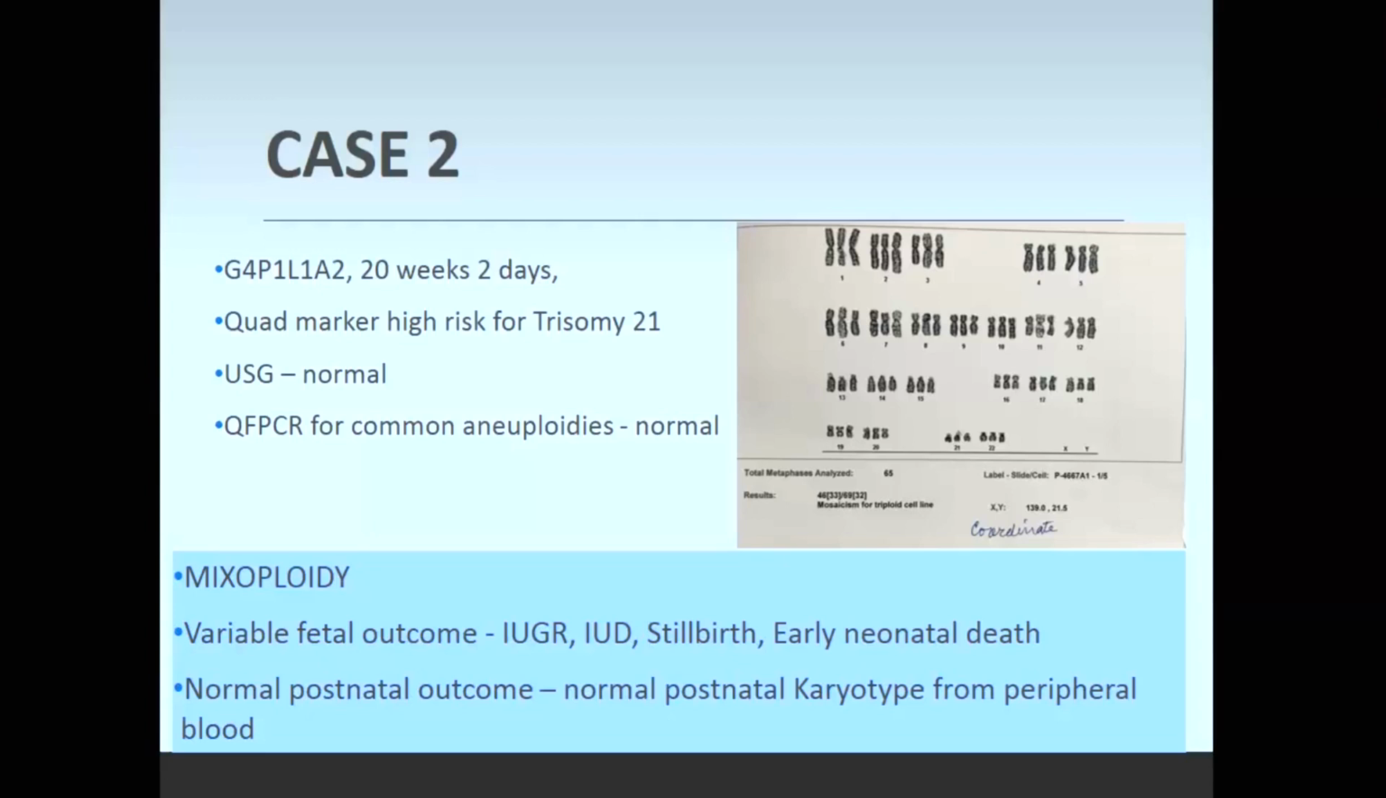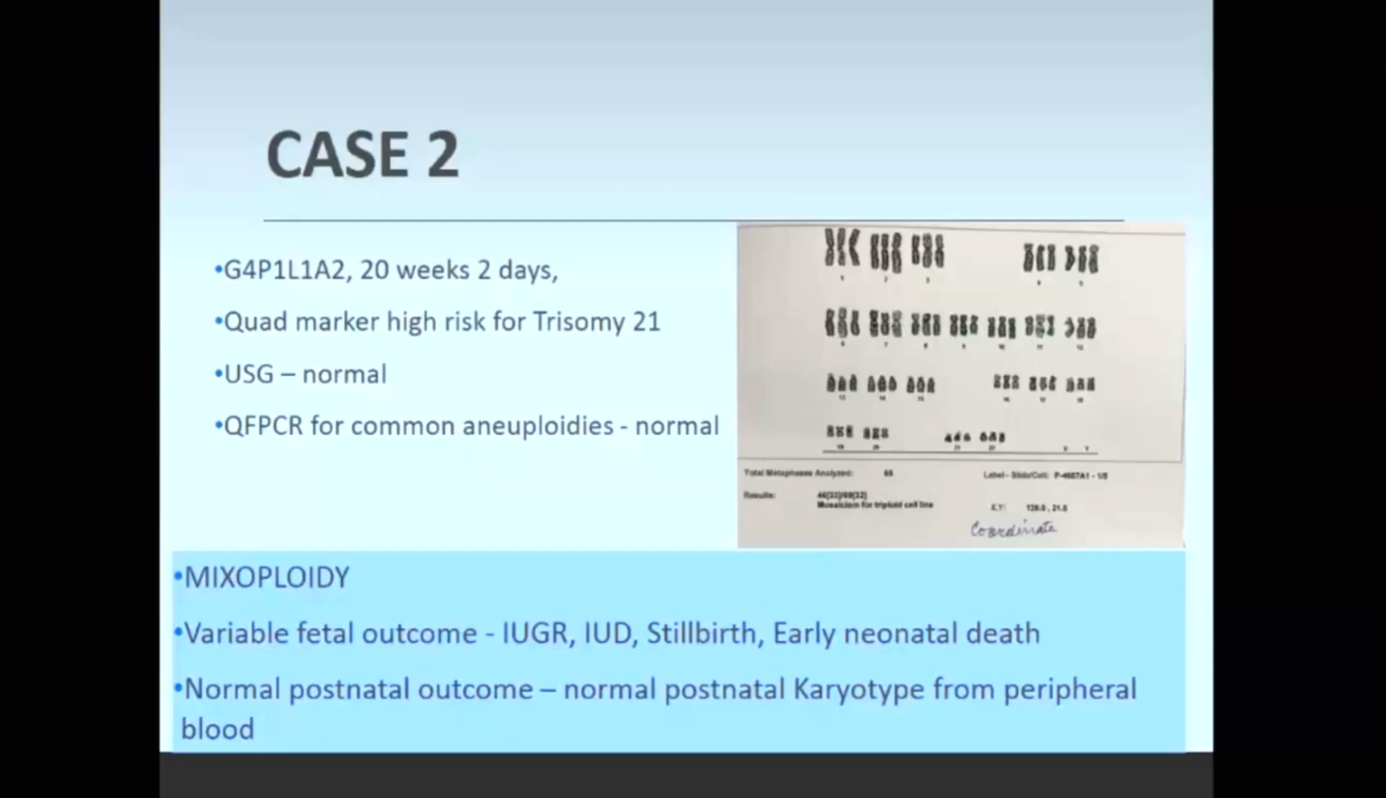In this case, we know that the outcome is variable. So the family may opt to do further testing by fetal cord blood karyotyping, and if that is normal, they may wish to continue the pregnancy. It depends on the wishes of the family, what they want to do. So we have to counsel the prognosis only. We cannot decide the further course.